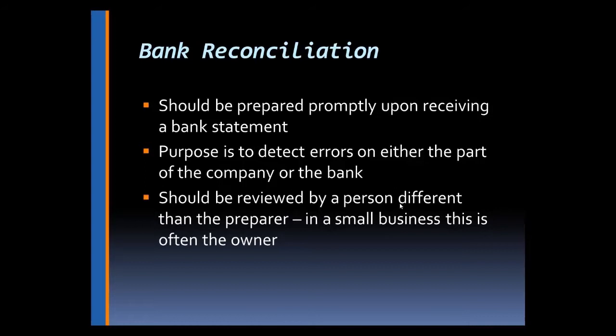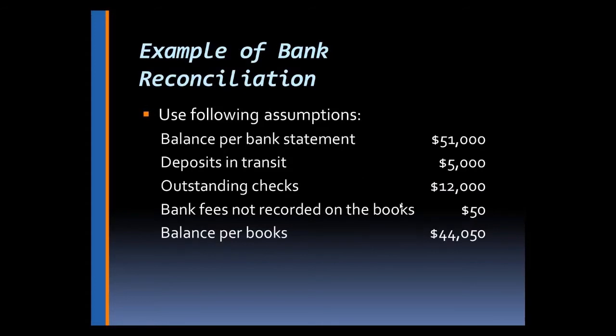So the bank reconciliation should be done at the end of each month, and it should be reviewed by someone other than the preparer. This is an example of a bank reconciliation. We start out with the balance per bank statement. We had deposits in transit of $5,000. Deposits in transit are funds that have not yet been recorded by the bank. There might have been a day's delay in getting them recorded, but they've been accounted for in the books, but they have not been reflected on the bank's records.